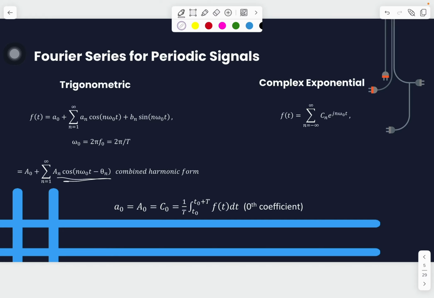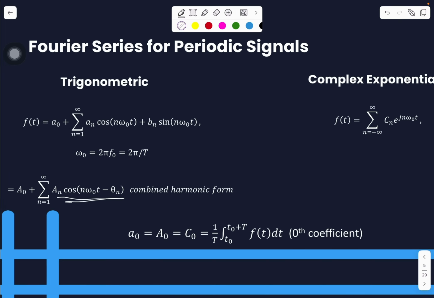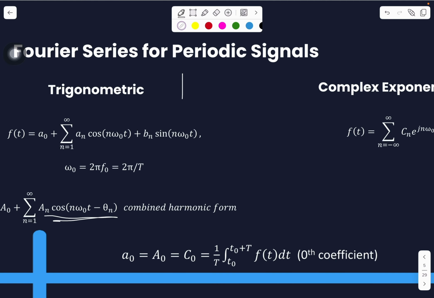And one important thing we should note is that if the signal is real valued, which means it has no complex values, which is 90% of the time, the trigonometric spectrum in magnitude and phase is single-sided. Here the magnitude is the square root of an square plus bn square. The important thing is that it is single sided because the summation starts from 1.